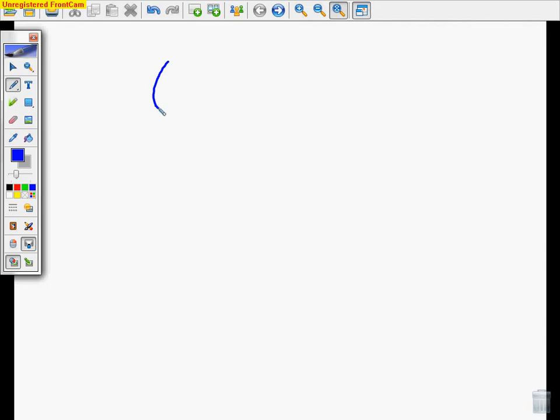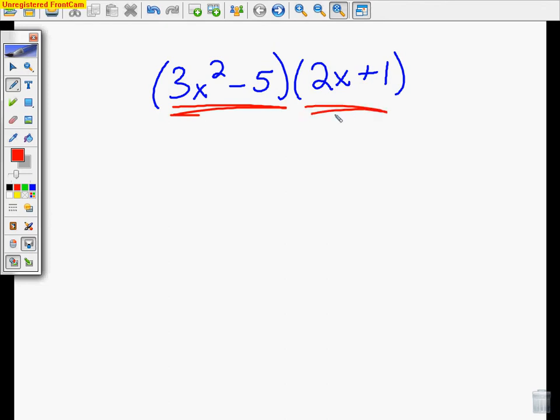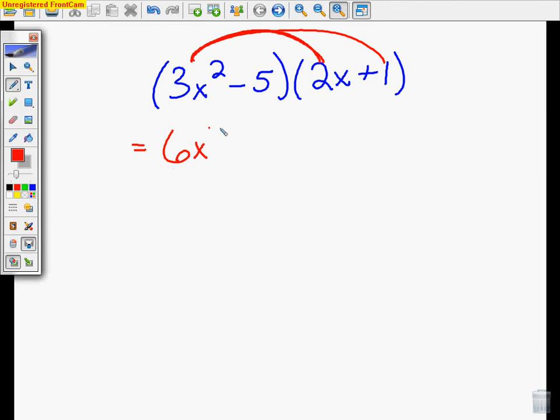Let's say I gave you something like 3x squared minus 5 times 2x plus 1. Go ahead and take a moment and try this problem on your own. Once you've tried it on your own, let's apply our FOIL. So FOIL is really just distributing every term in the first binomial to every term in the second binomial. So we're going to take this 3x squared and we're going to multiply it to the 2x and the 1. Well, 3x squared times 2x, that's going to be 6x cubed.